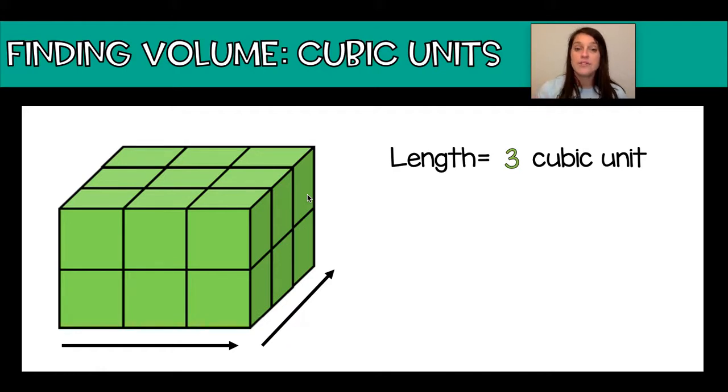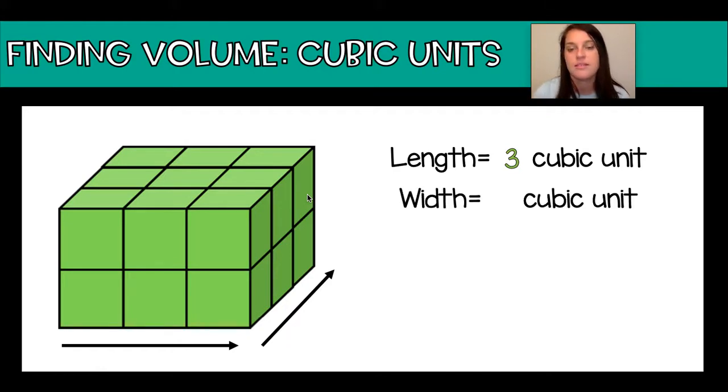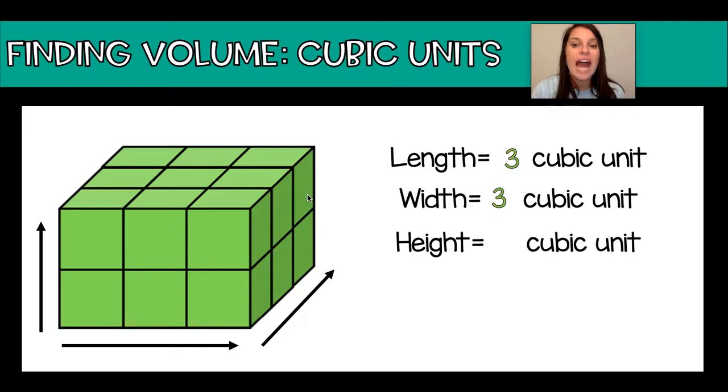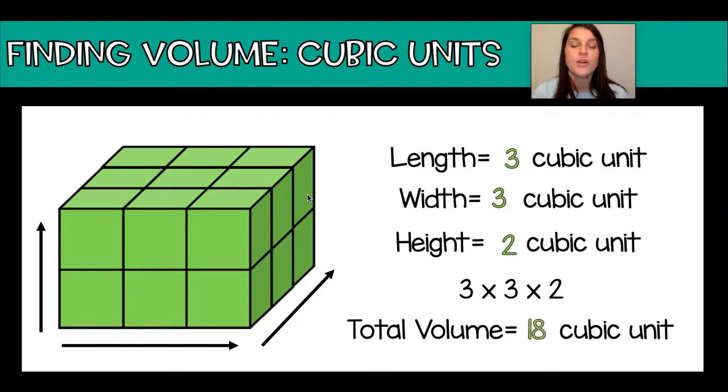Now we have the width, how wide something is. It also has 3 cubes. And lastly, we're talking about the height or the number of layers. So in this case, we have a height of 2, or there's actually a bottom layer and a top layer. So now that we've gathered all this information, what do we do with it? I'm glad you asked. Part of finding volume is to calculate all 3 of these forms of measurements together to get the total. So 3 units by 3 units by 2 units gives you a total of 18 cubic units.